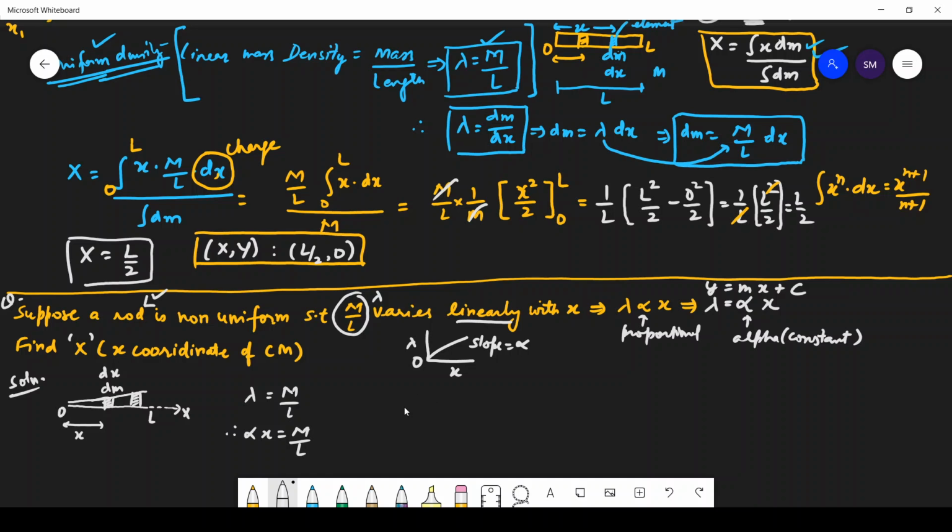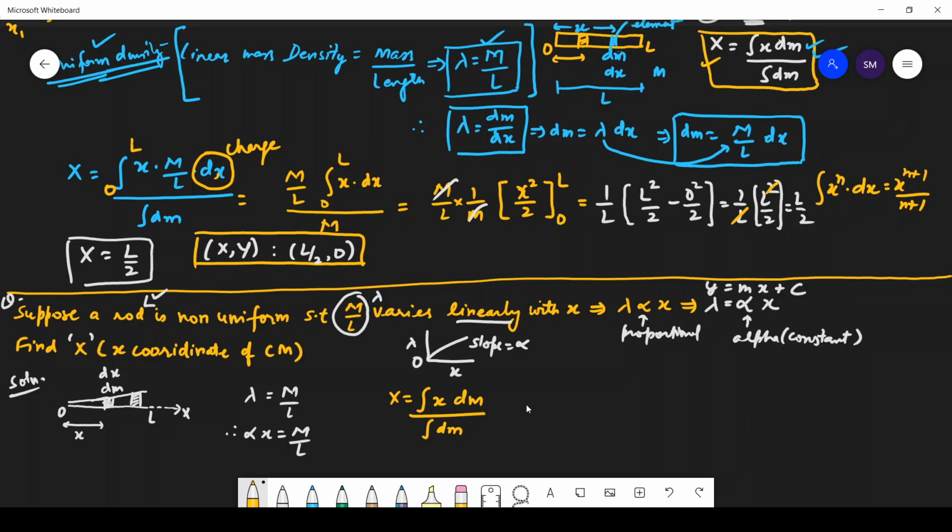Now what is the formula that we have for center of mass? The formula is x equals integral x dm, first of all we have to write the original formula, divided by integral dm. Students, you can speak along with me.